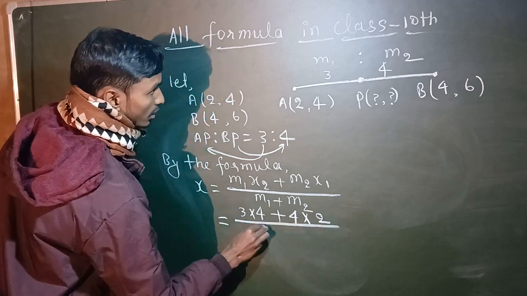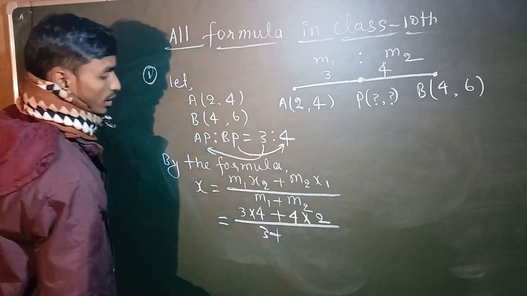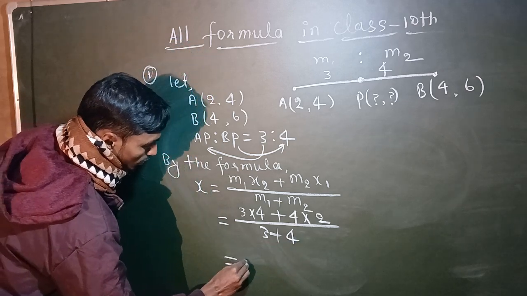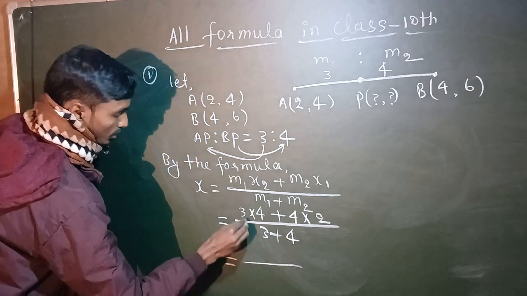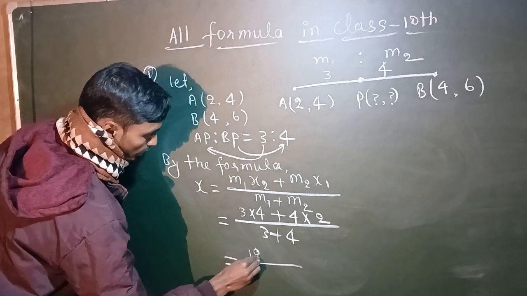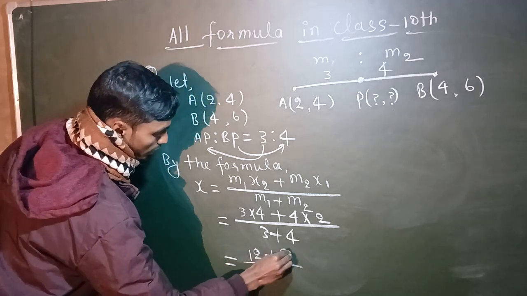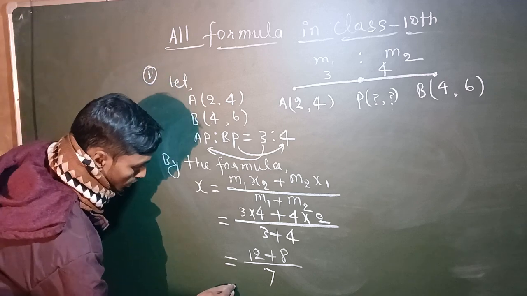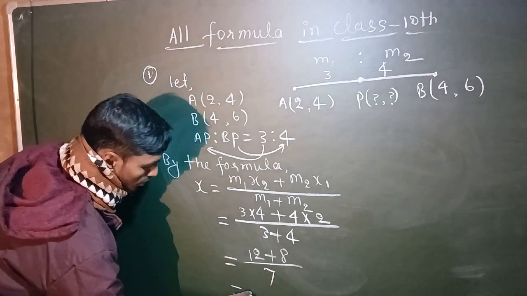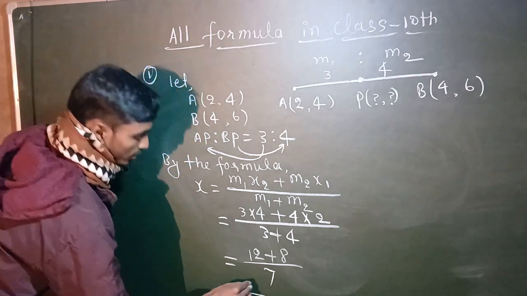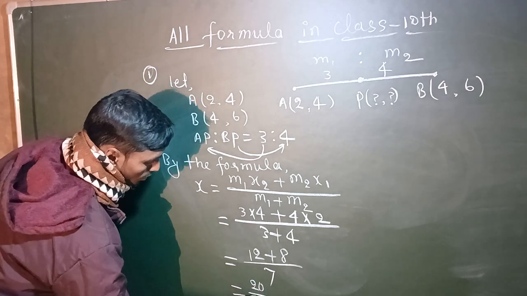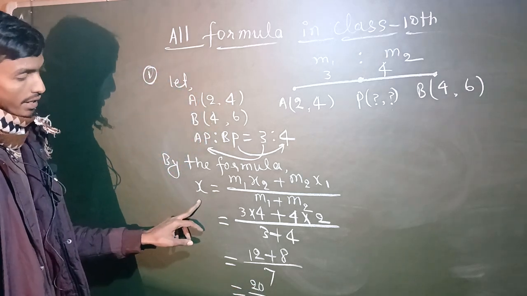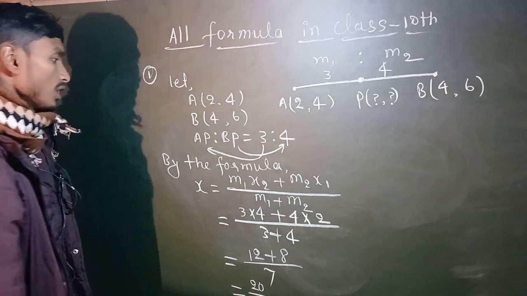upon 3 add 4. Now calculate this value. 4 times 3 is 12, 4 times 2 is 8, 3 plus 4 is 7. Next 20 upon 7. This is the x coordinate.